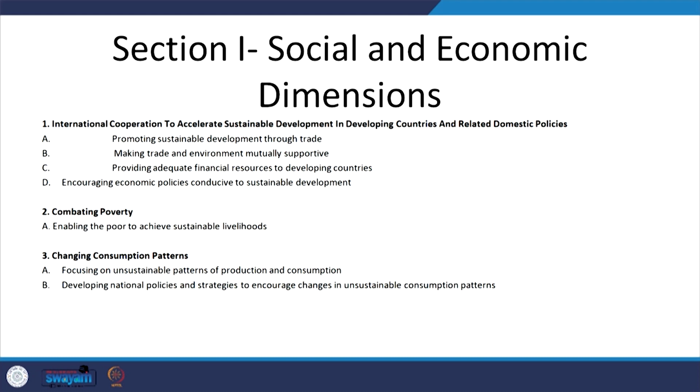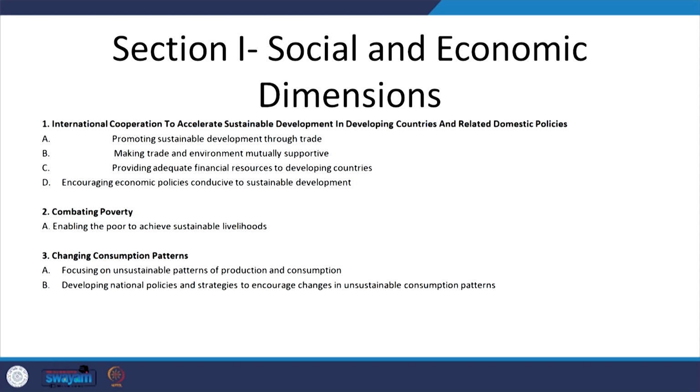This was done after identifying the needs of developing countries to develop further, and identifying that in the process of development these countries will be putting a larger pressure on the environment. Thus, helping developing countries develop domestic policies in order to accelerate sustainable development through trade, by making trade and environment mutually supportive, and providing adequate financial resources to developing countries. So a lot of funds, through the operations of the United Nations, are transferred from developed countries to developing nations for achieving this particular agenda of accelerating sustainable development in developing countries.